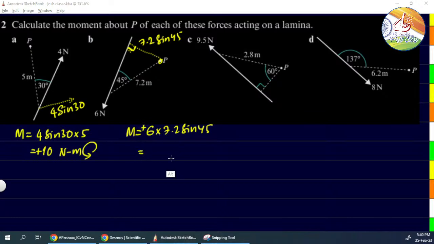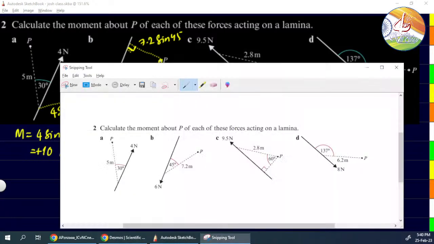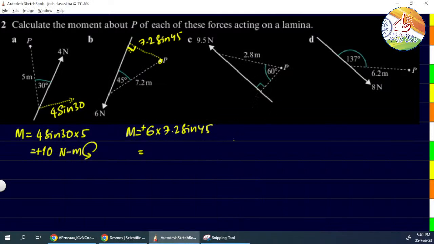So calculate the value, we can put it over there. Okay, let me leave it that way only. We can calculate it. So once again here the triangle has been defined clearly. So let's go with this method itself. So 2.8 cos 60, correct? This is the perpendicular distance. Force is here. The moment will be 9.5 times 2.8 cos 60. This is the moment here.